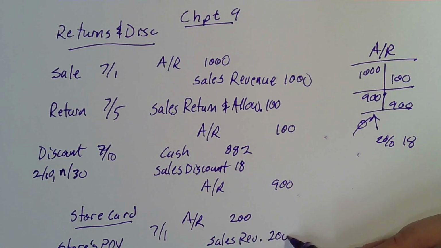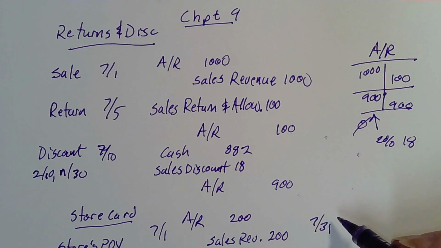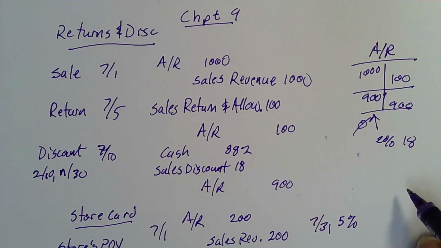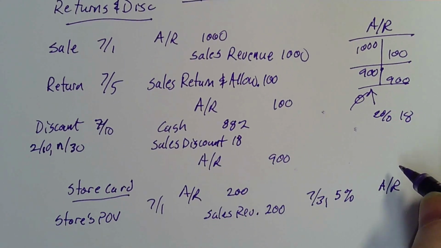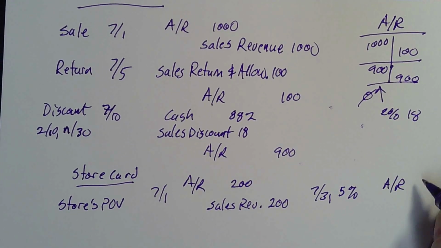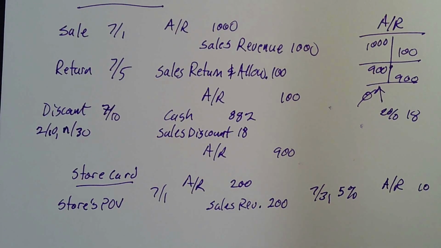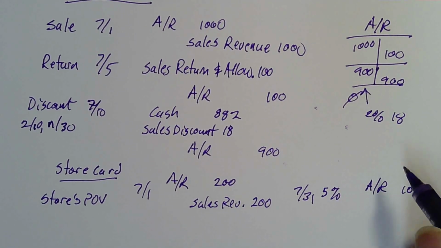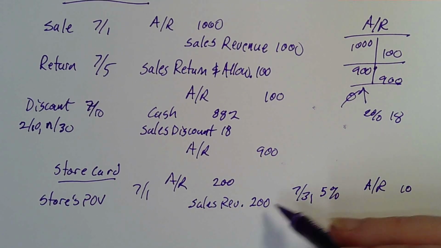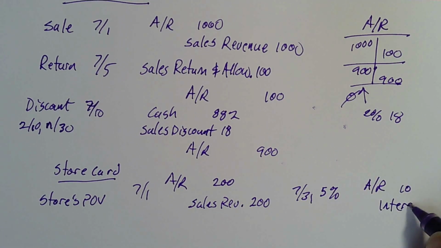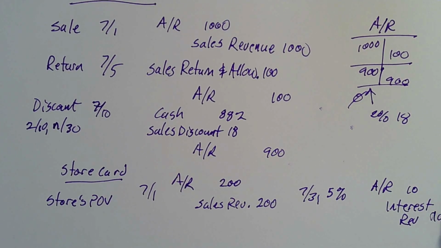Now, they're not necessarily hoping you don't pay, but if you don't pay by the end of the month, what are they going to do? They're going to charge you, in this case, let's say it's 5% interest. So 5% on $200 is going to be $10. So they're going to increase your bill by $10. Let's see, is this quite level? And they're not going to call it sales revenue. They're going to call it interest revenue because they're charging you interest of $10.